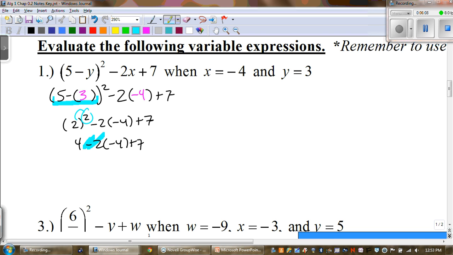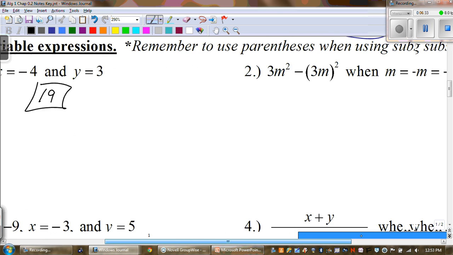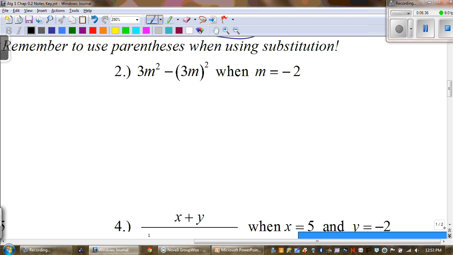Okay, my next step is now I can multiply. So -2 times -4 gives me +8. 4 plus 8 gives me 12. And 12 plus 7 gives us a grand total of 19. So our answer for number 1 is 19. Remember, order of operations, step by step. Okay? Number 2.